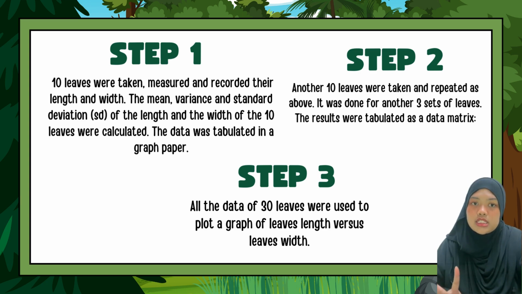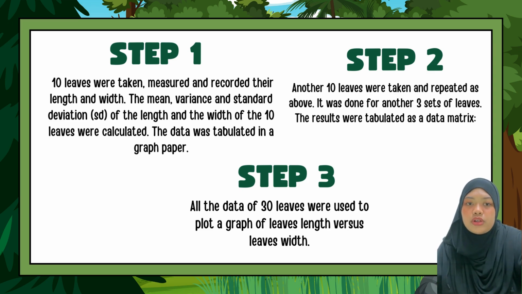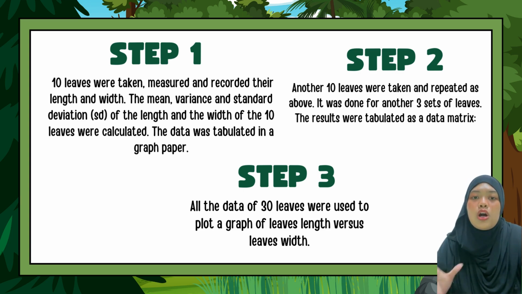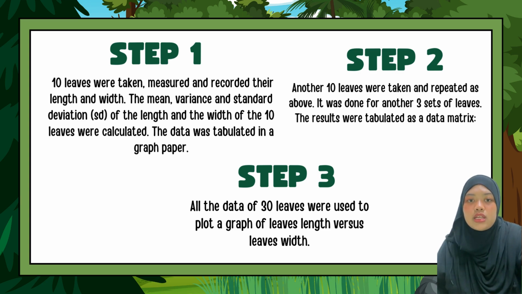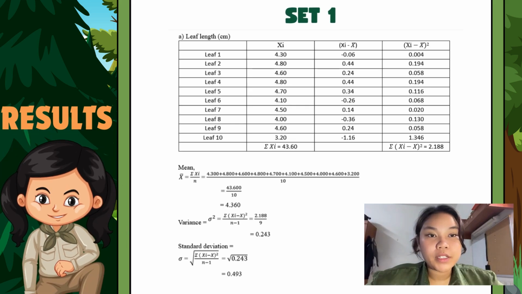The second step is that another 10 leaves were taken and the procedure repeated as above. It was done for another 3 sets of leaves. The results were tabulated as a data matrix. Lastly, all the data of the leaves were used to plot a graph of the leaf length versus the leaf width.